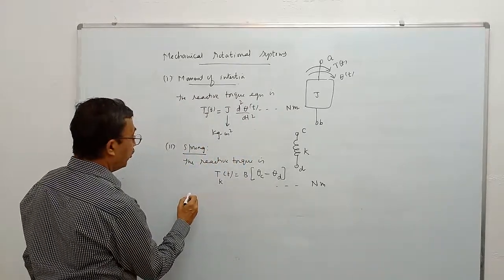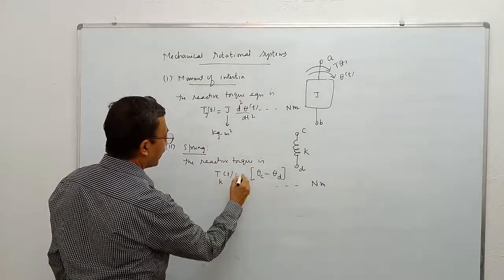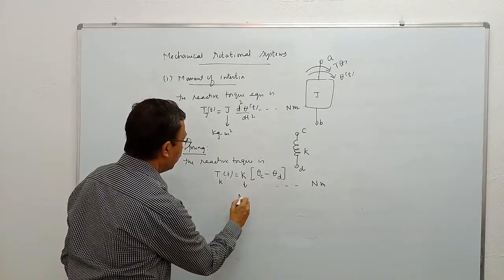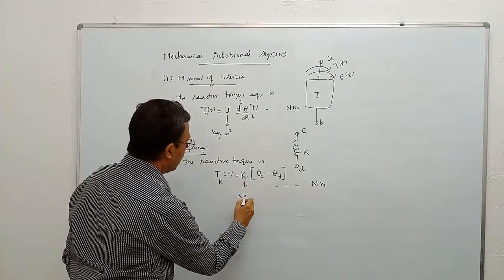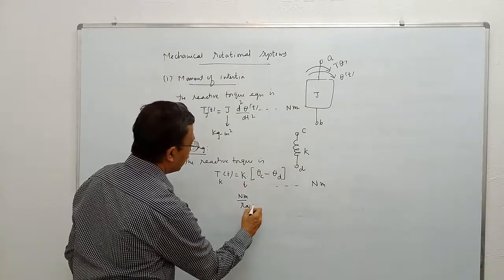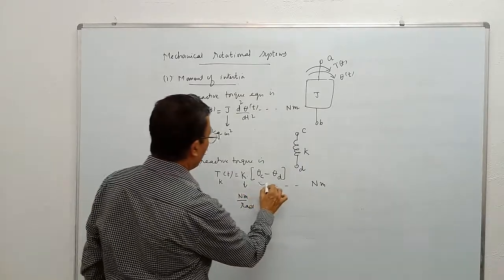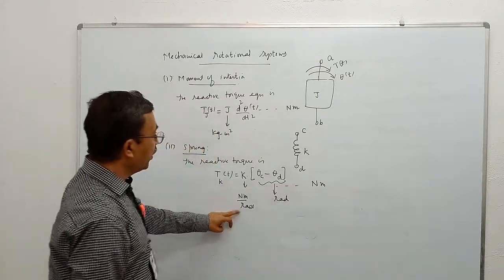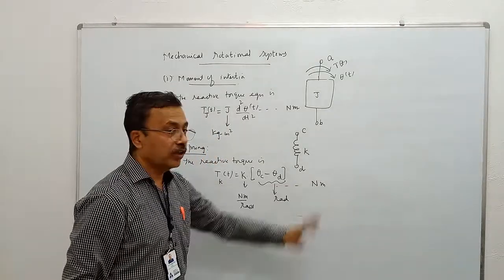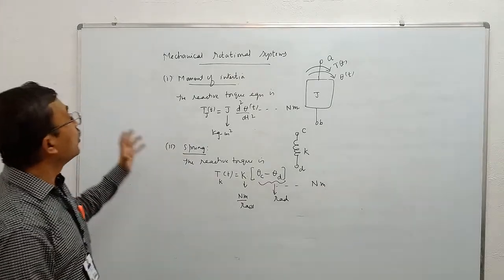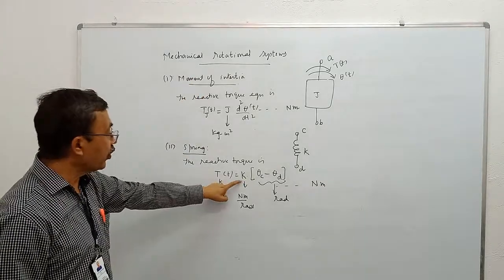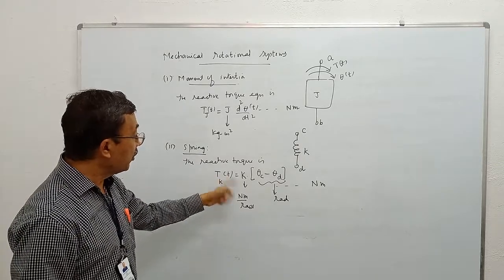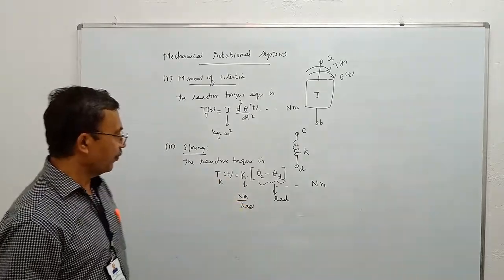K is called the spring constant. Unit of K is what? Unit of K is Newton meters per radian. Theta C minus theta D is in what? Theta C minus theta D is in radians. Newton meters per radian into radian gives Newton meters. In the case of the translation system, the unit of K was newtons per meter. Here it is Newton meters per radian.